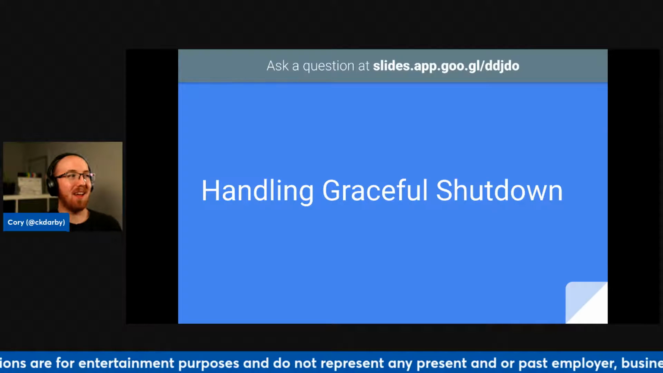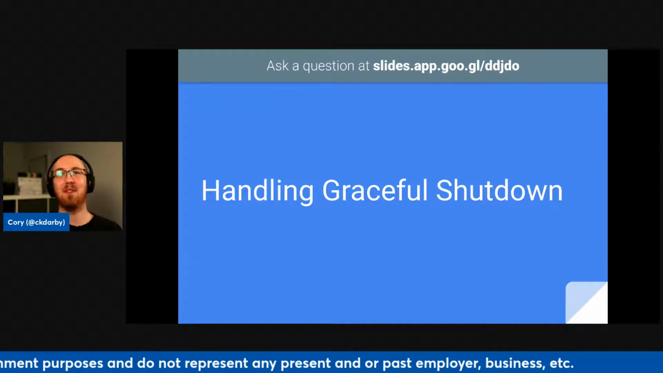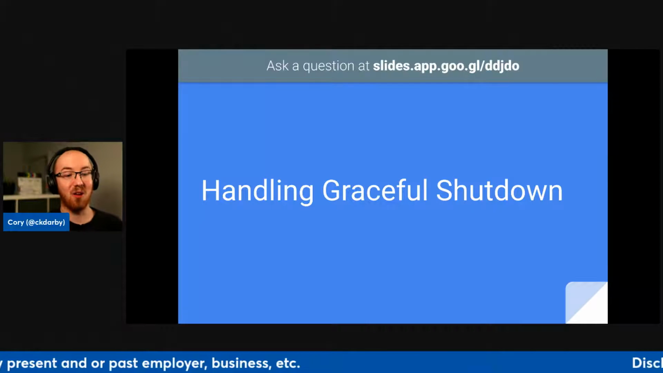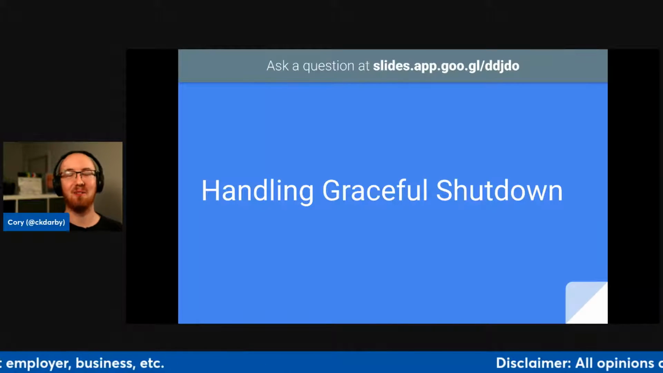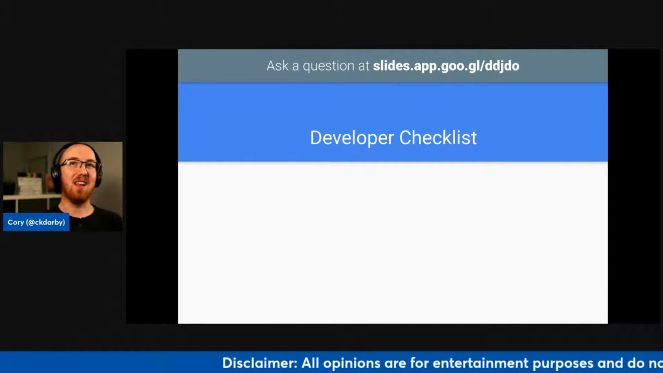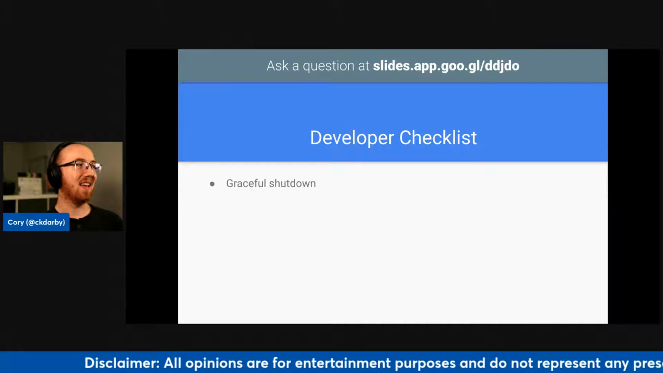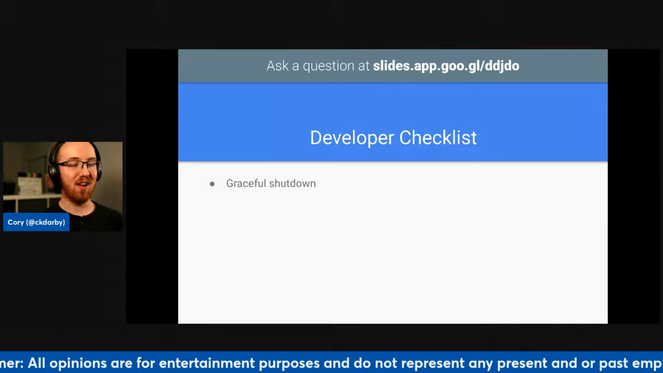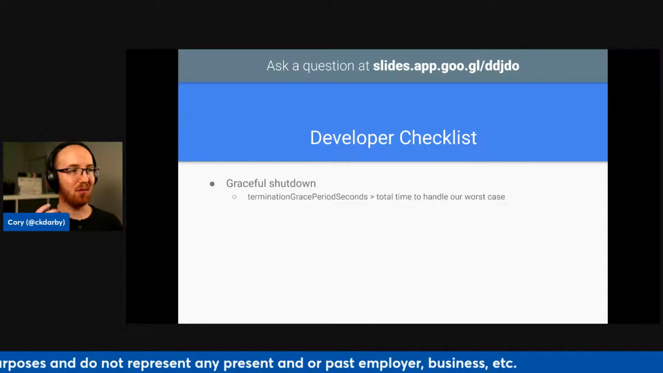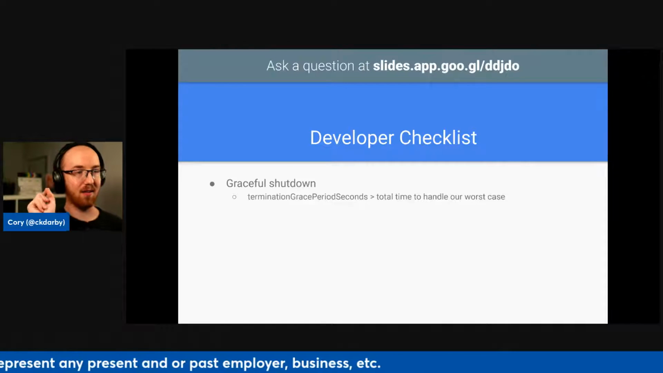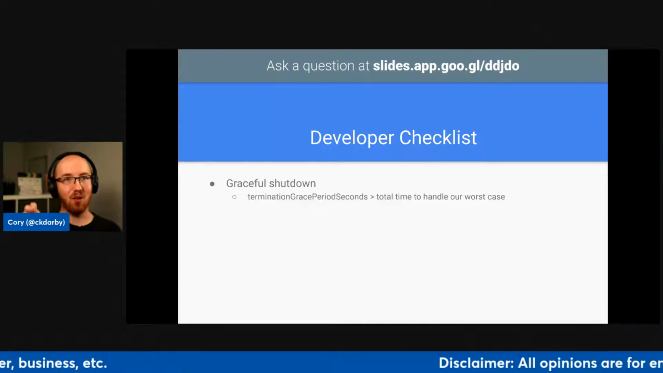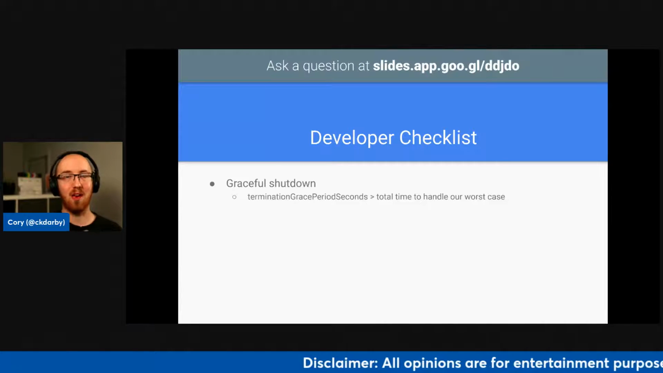So the next one that I think a lot of times really gets devs coming over to deploying on Kubernetes is their application code handling graceful shutdown. I didn't really have a good diagram for this, so we'll just go through it. For graceful shutdown in Kubernetes, you have something called terminationGracePeriodSeconds. And this needs to be greater than the total time in your worst case. And what do I mean by worst case?